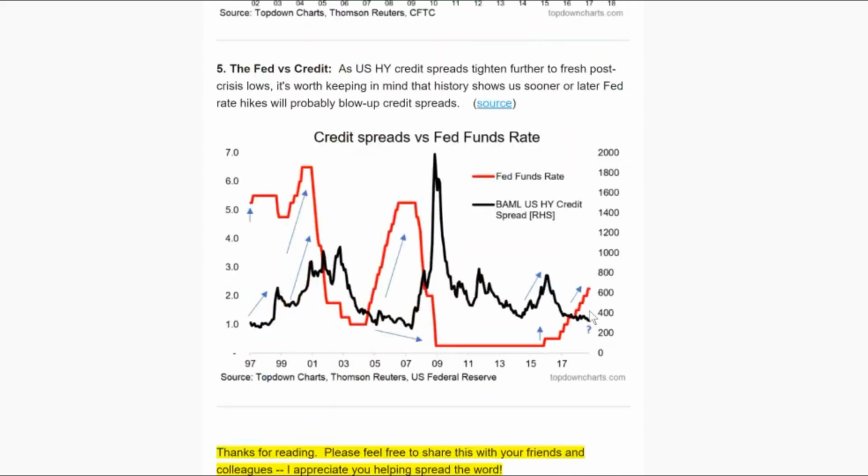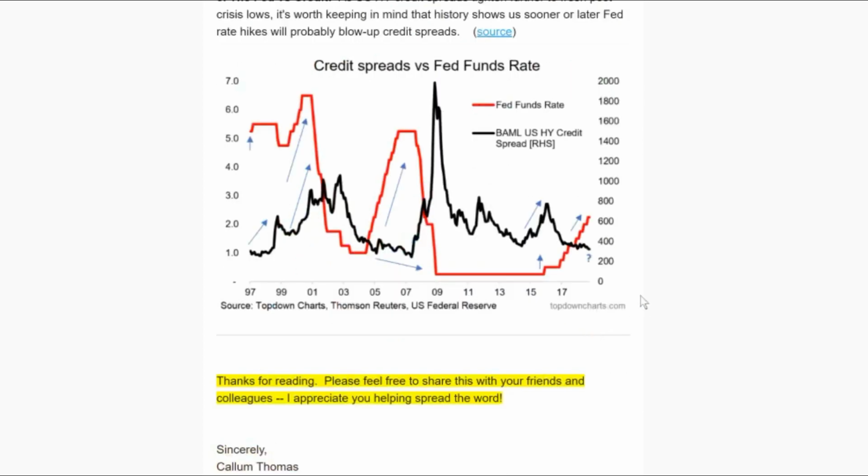Number 5, the Fed versus credit. So this is a pretty interesting chart too. The black line there is US high yield credit spreads. They've actually tightened up to the lowest point since just before the financial crisis. And that's quite interesting, really, because if you think about credit spreads, there's a few things to talk about or note there. First of all, when you're at these kind of levels, you're getting paid very little credit risk premium. Now that's okay at the moment, because when the economy is booming, most businesses don't default.